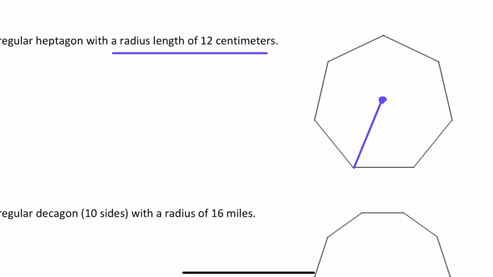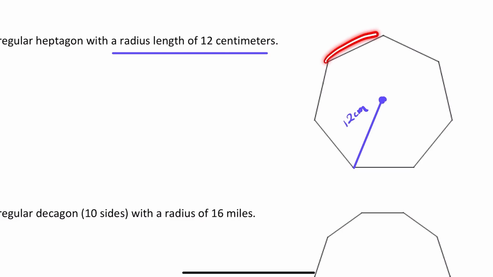So that's connected, and that's going to represent my radius. And so they're telling me that this has a value of 12 centimeters. And then here's what's nice. We know that regular polygons have equal sides and equal angles.